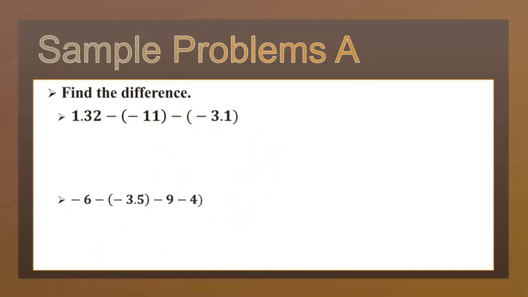And our last one, find the difference here, adding the opposites. So this is all adding. So 11 plus 3 is 14, plus 1 is 15. And then we have 1 plus 3 is 4, and then 2 plus 0 is 2. So 15.42.